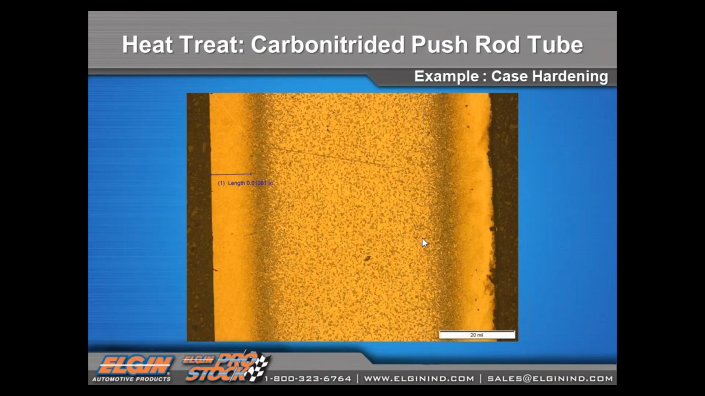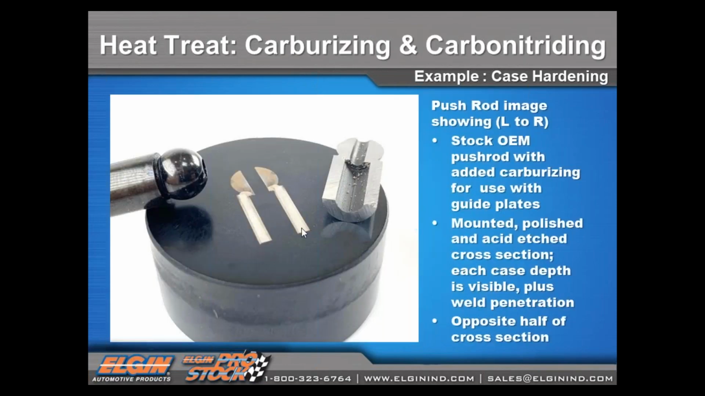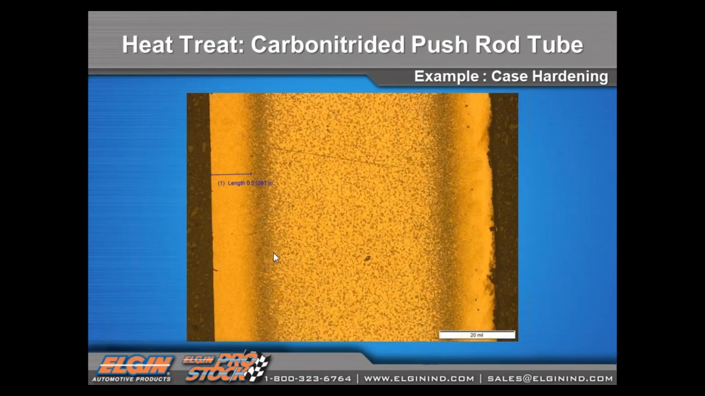So now if we take that mount and we look at it under a microscope after it's been polished to a mirror and etched, this is the tube. This again is taken at this longitudinal cut right here and magnified at 50x. We can see the case depth is very pronounced, and it consists of right here about 10 thousandths of depth, and then the transition band here is the part that is total case but it's not hardened case.